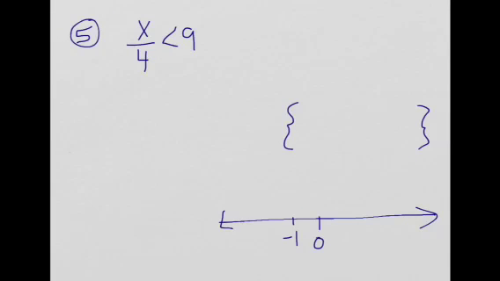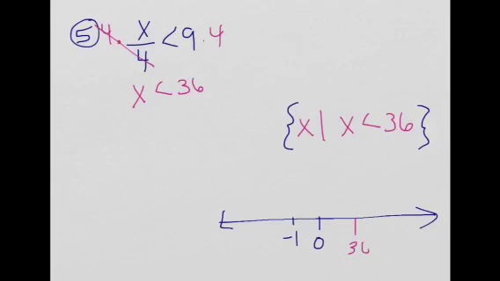All right. The variable is on the left. What math operation is this? It is division. The opposite of division is multiplication. So we're going to multiply both sides by 4. This is going to cancel out. This is going to be x is less than 36. Set builder notation: all the values of x such that x is less than 36. We're going to go to our graph.